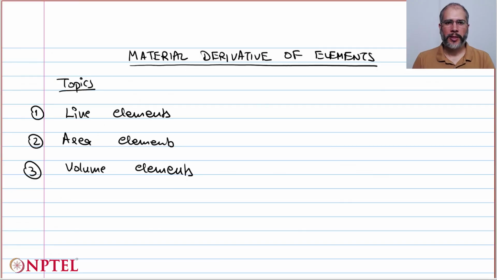So the topics for today's lectures are as follows. We will be talking about the derivatives of line elements, area elements, and volume elements. In general, our approach will be first to write a relationship between the elements in the deformed and the undeformed configurations, and then develop a relationship between the material derivative of these elements with the elements in the deformed and the undeformed configuration. So let's get started.